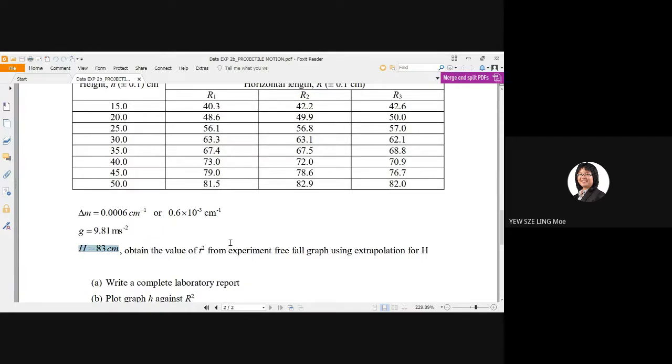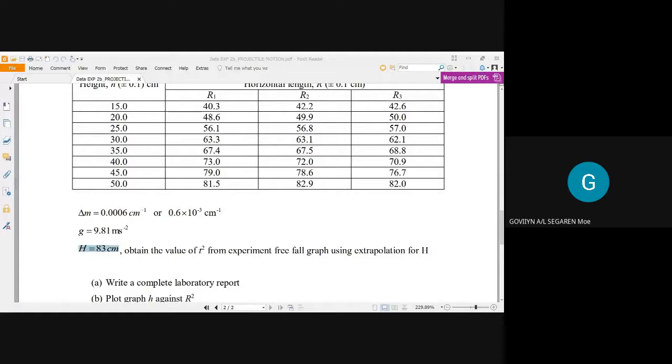All right. So for experiment 2B, what I want to see is whether you have already mastered the skill in sketching the graph, in doing the graph, and also the calculation. Okay. I don't want to see discussions anymore. I don't want to see procedure anymore. All right. But that's for experiment 2B.